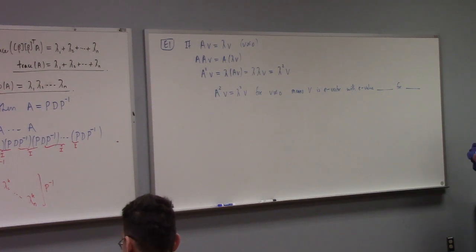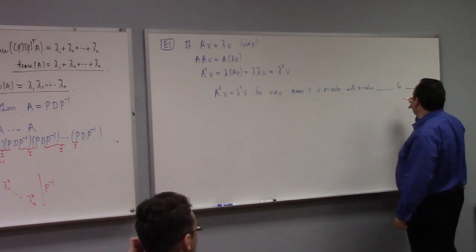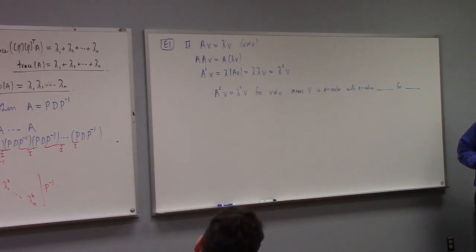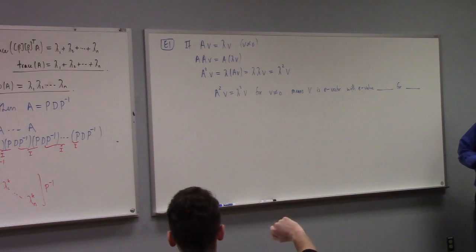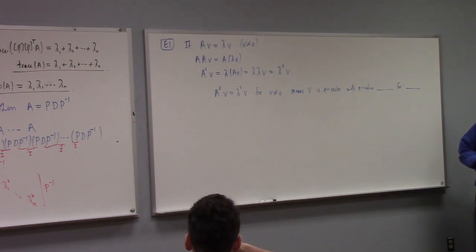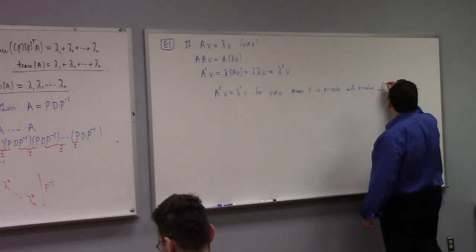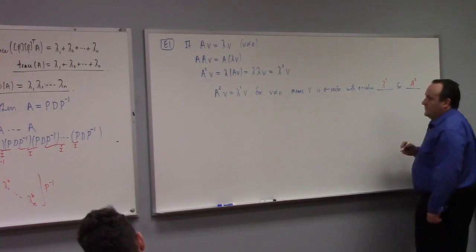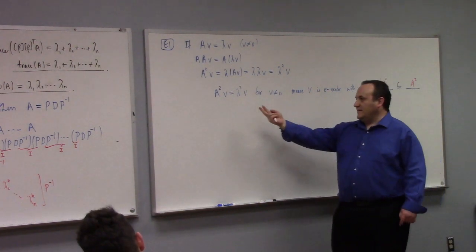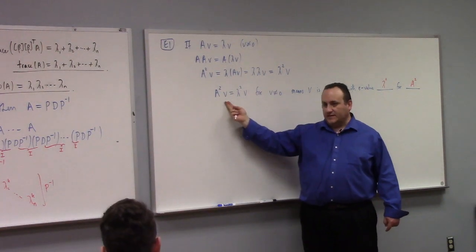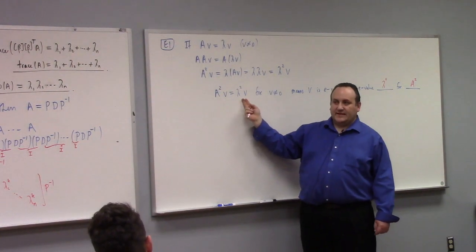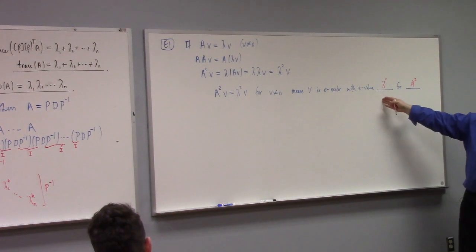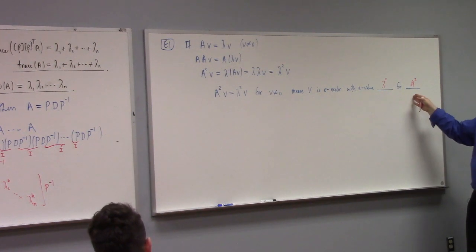Lambda for A. No. There we go. And that's what I was looking for. So for the matrix A squared, when we multiply the vector V, we get the number lambda squared times V. That makes V an eigenvector with eigenvalue lambda squared for A squared.